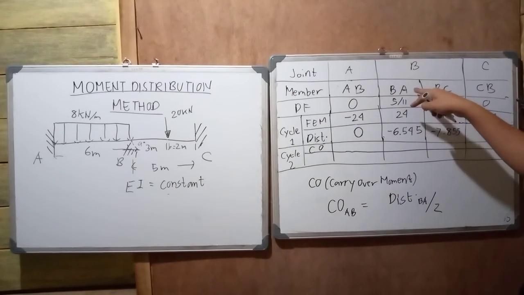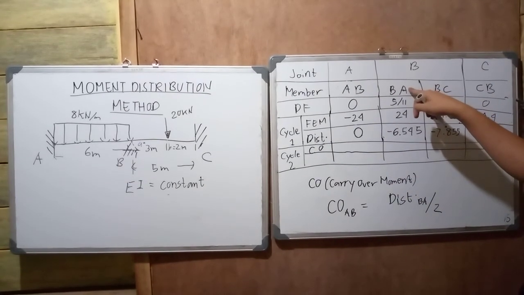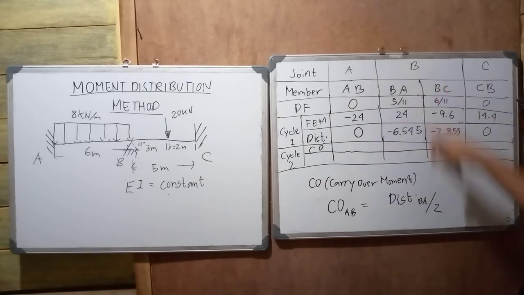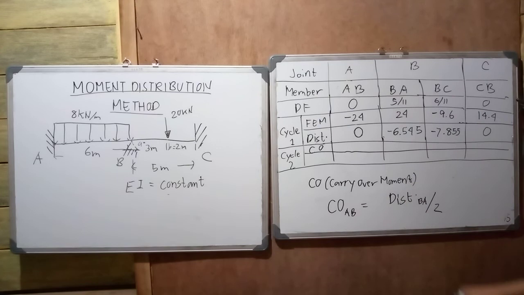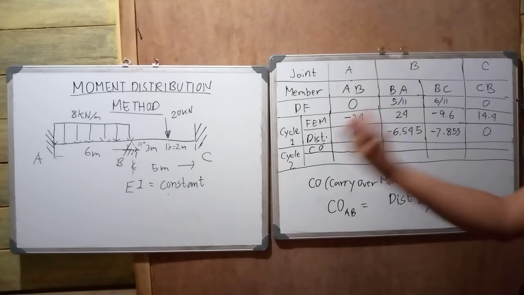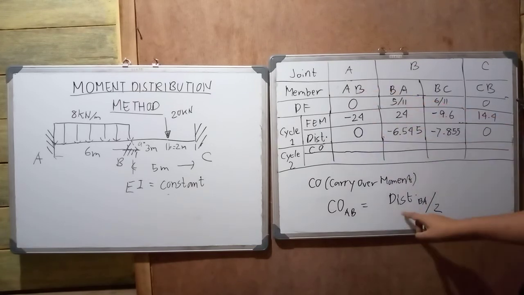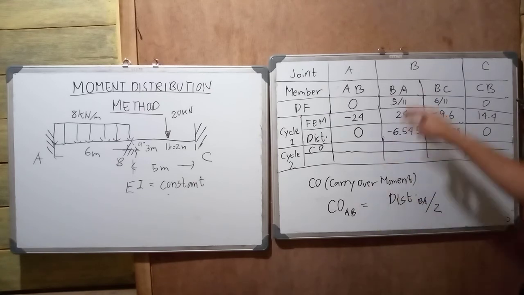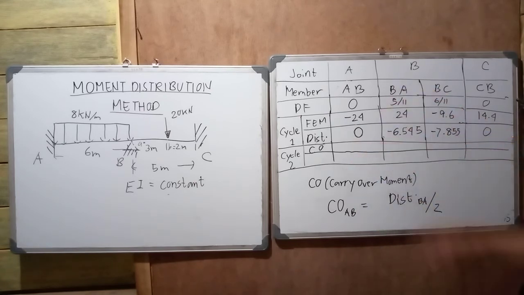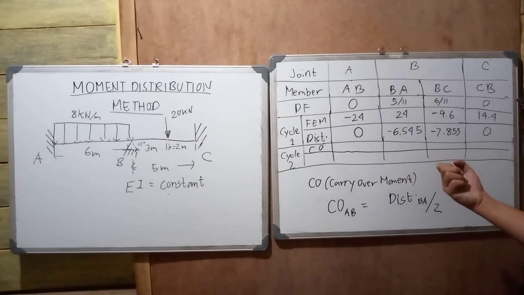Kung kay BA naman, yung distribution as carryover ni BA is equivalent to distribution ni AB over 2. So, yung i-divide mo lang ng 2, yung corresponding distribution moment niya na nung kabaliktaran niya ng pangalan. Okay? Si AB, computein mo yung distribution factor ni BA. Okay? Divide 2. At yung CO ni BA kay AB naman. Okay? Okay, gets nyo? Nag-criss-cross lang sila.